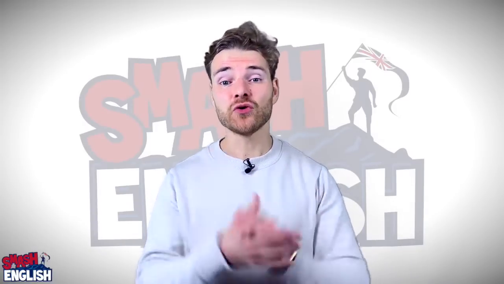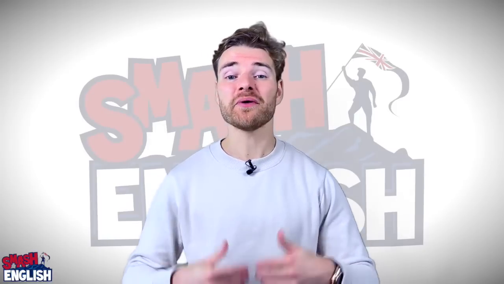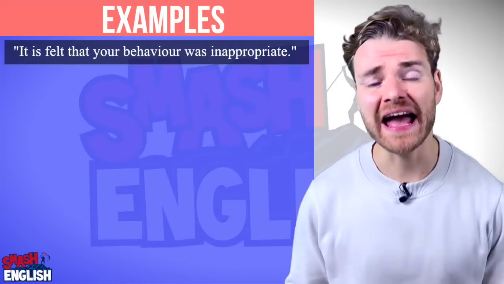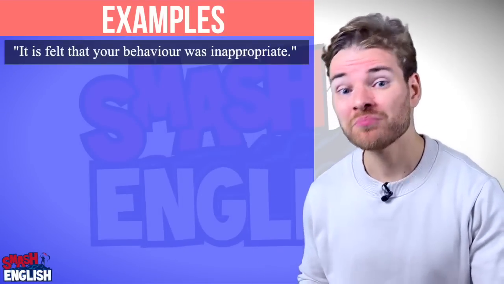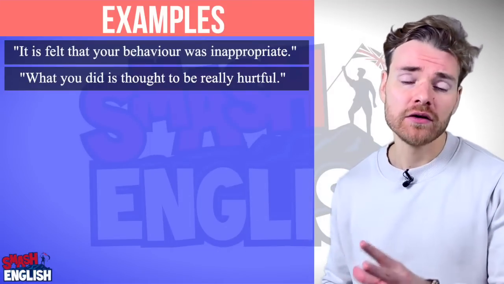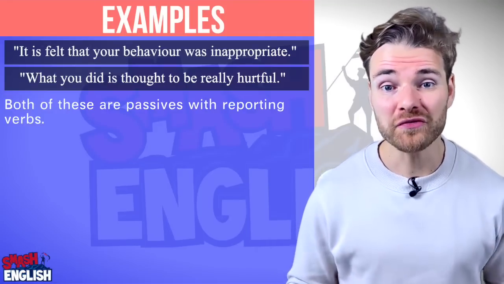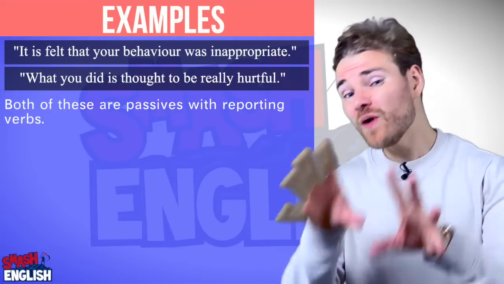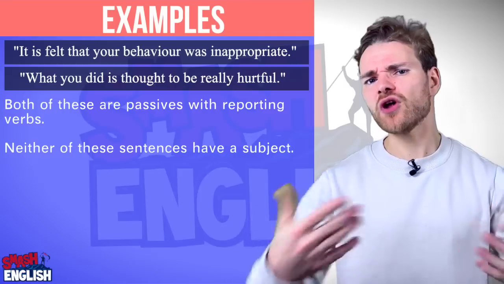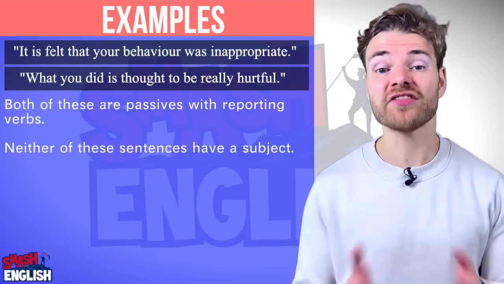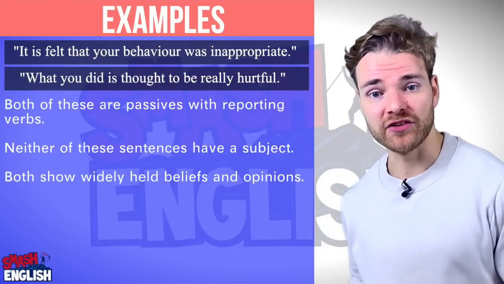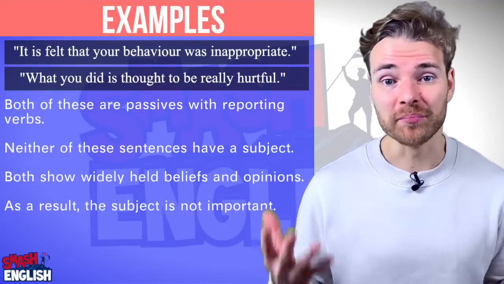Let's take a look at these two sentences, as these are the structures that we are going to focus on in this video. We have, it is felt that your behaviour was inappropriate. And we have, what you did is thought to be really hurtful. Both of these sentences are passives with reporting verbs. Notice how in both of these sentences there is no subject, and we don't need a subject, and that's because both of these sentences show widely held beliefs and opinions, and so the subject is not important.